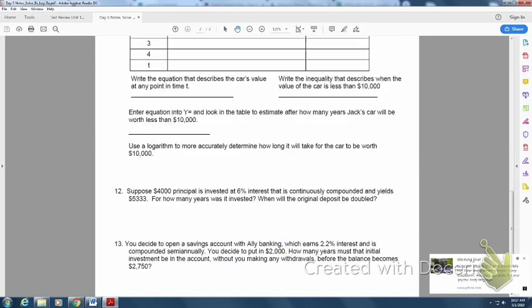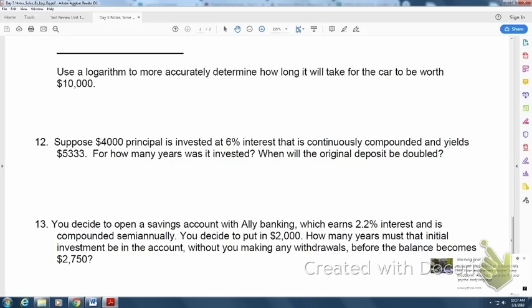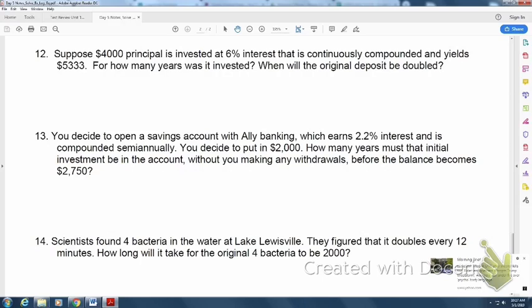So let's look at the next one. I'm going to zoom in a little bit here. So looking at 12. It says, suppose $4,000 principal is invested at 6% that is continuously compounded. So what kind of formula are we going to use? A = Pert. It yields $5,333.